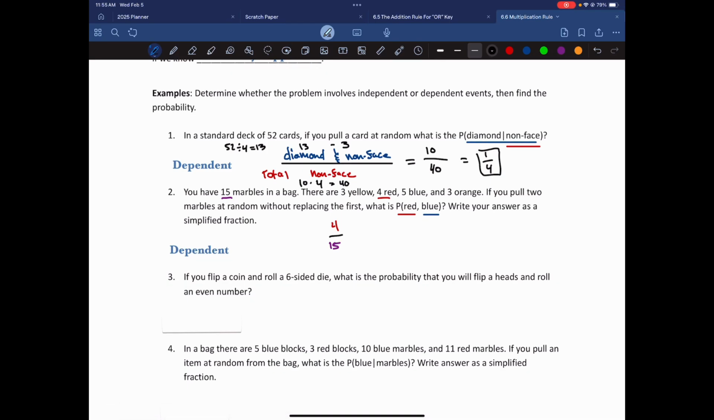And I'm doing an and, so I'm going to multiply that by the probability of getting a blue marble now. So I have 5 blue marbles, so I'm going to put that on top. But this is going to change because I've already pulled 1 marble out of my bag. So now I don't have 15 marbles in my bag, I have 14 marbles in my bag, right? So I'm counting down because I pulled a marble out. If I multiply those fractions together, I get 2 over 21 as my probability.